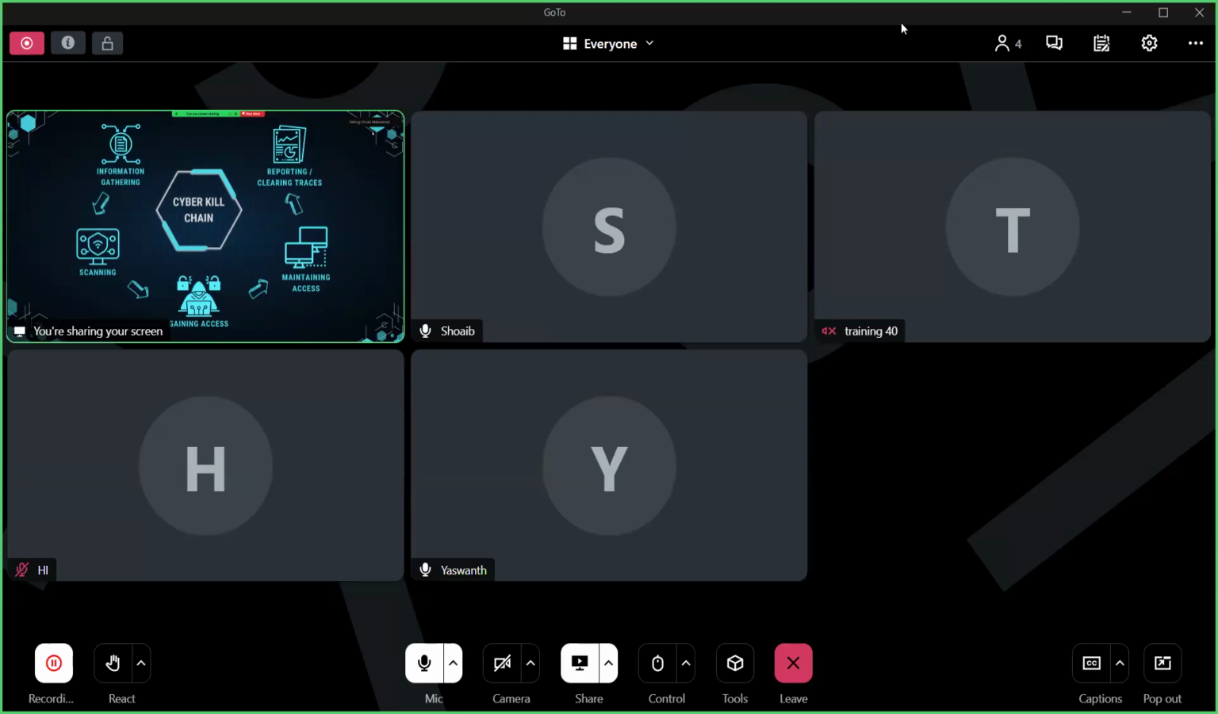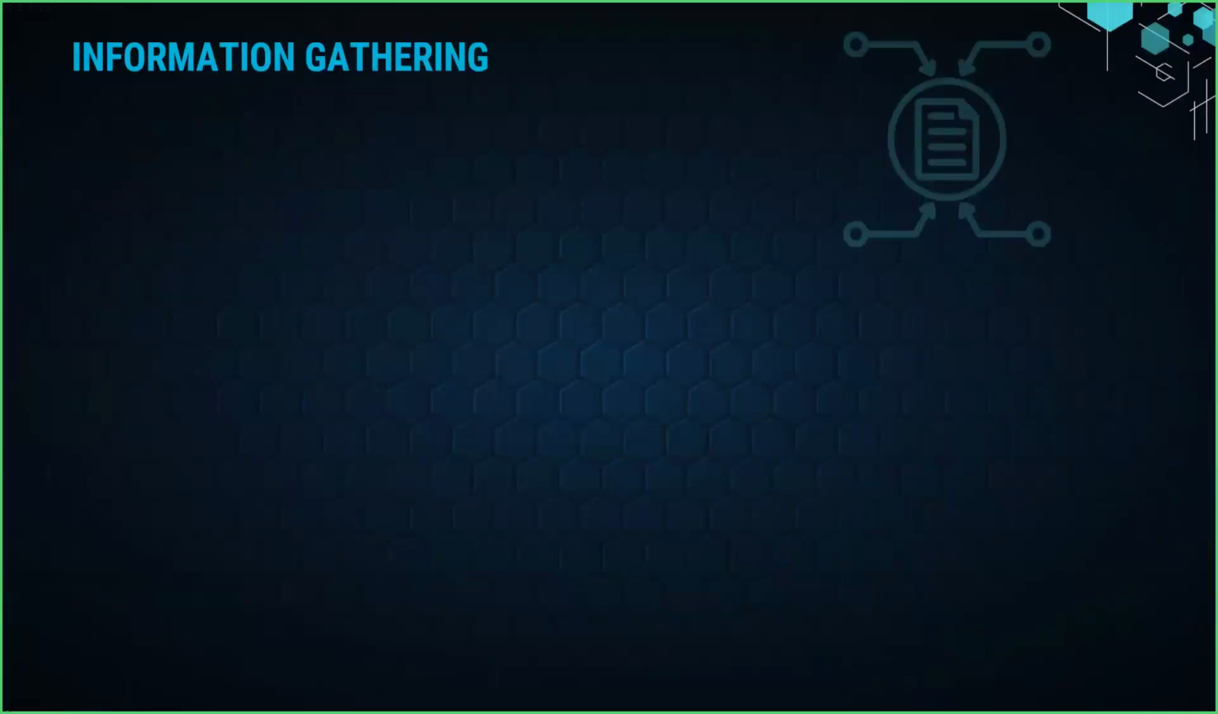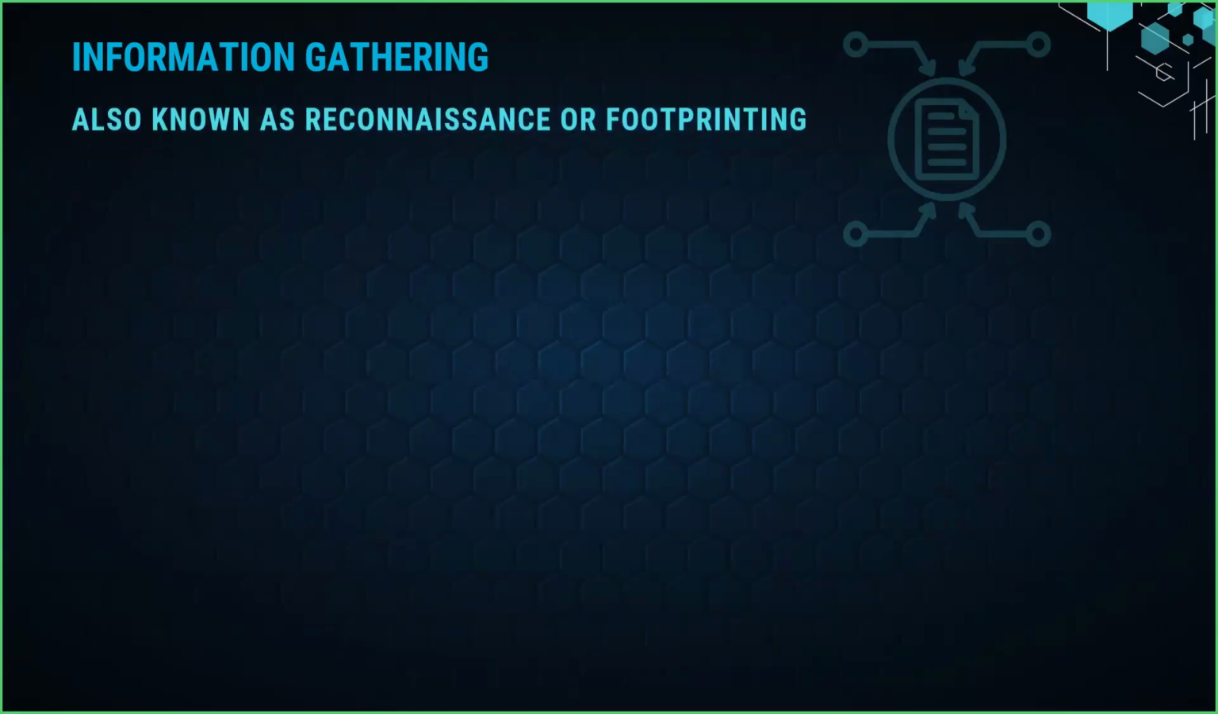Moving on further, let's talk about each of these phases one by one so we have a better idea about the entire course. So the first step is called information gathering. Now, some organizations also refer to this as reconnaissance or footprinting. Just different terminologies for the same phase. Do not get confused.